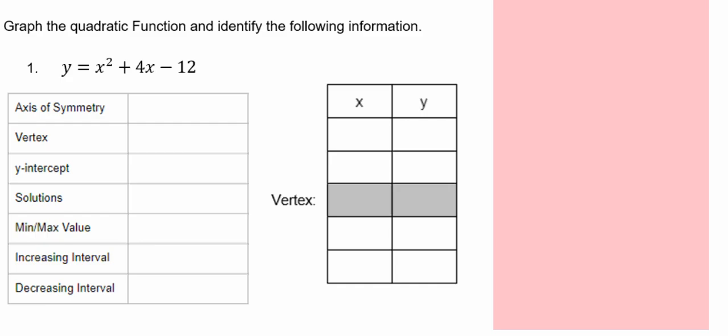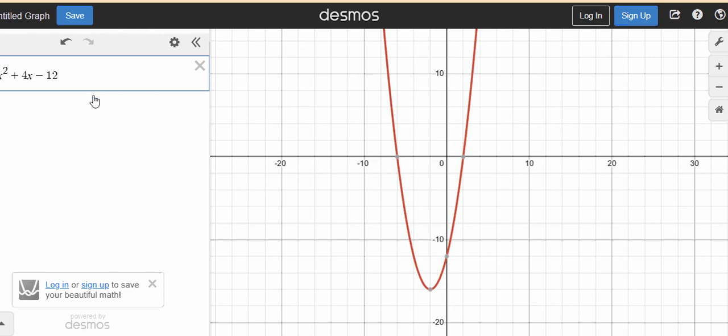Well, what we're going to do is use DESMOS to see what the graph looks like, and then we're going to understand all the different parts of the graph, the characteristics of it. So let's head to DESMOS real quickly. Well, I'm going to. You stay right here. I already put in the DESMOS.